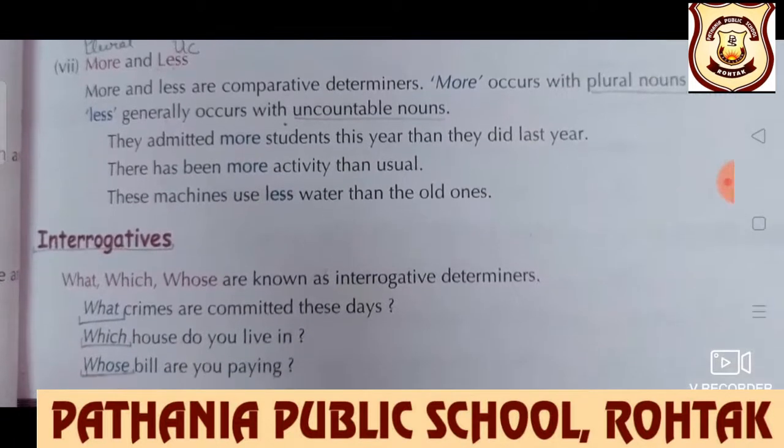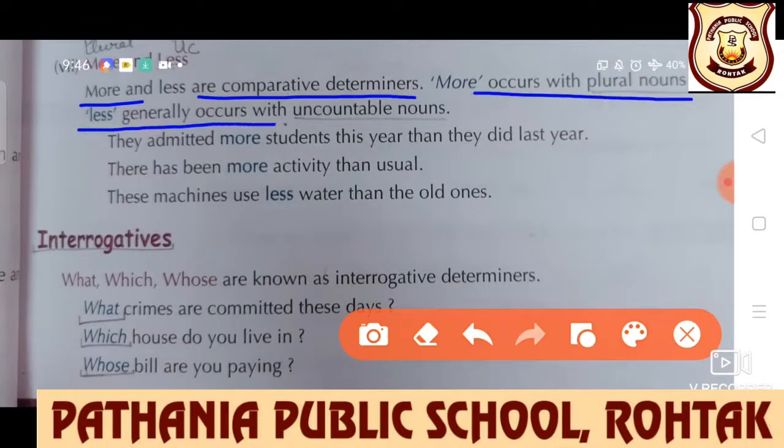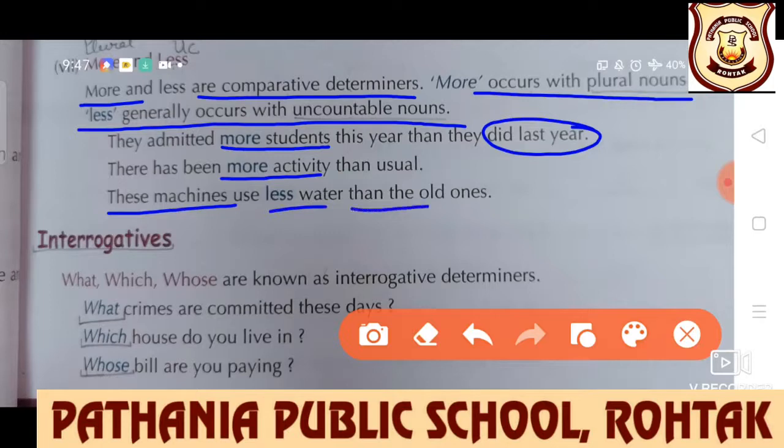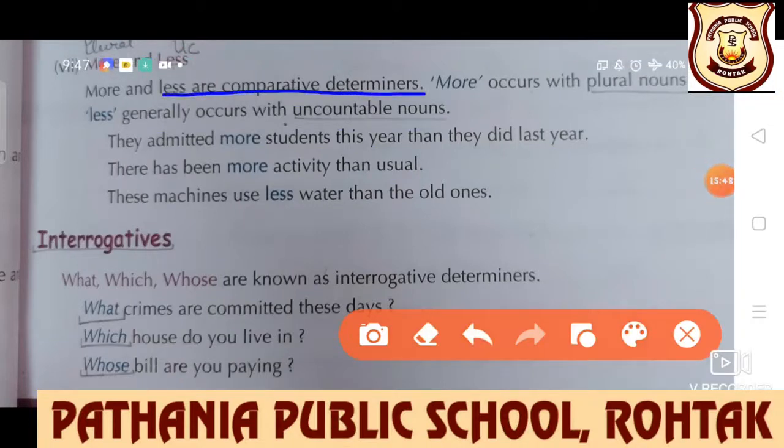Next is more and less. Of course, first of all, they are comparative determiners. More occurs with plural nouns, while less generally occurs with uncountable nouns. They admitted more students this year than they did last year. Comparison is there. There has been more activity than usual, meaning a little more. These machines use less water than the old ones. If than is there in the sentence, it shows comparison, and more and less are comparative determiners.